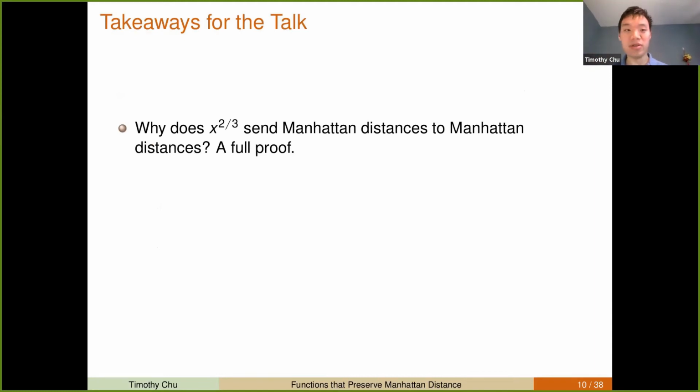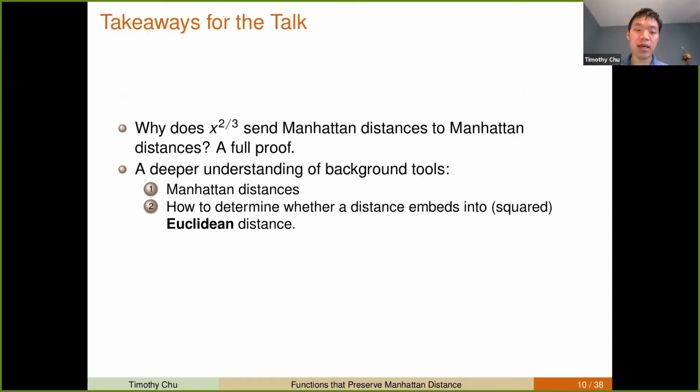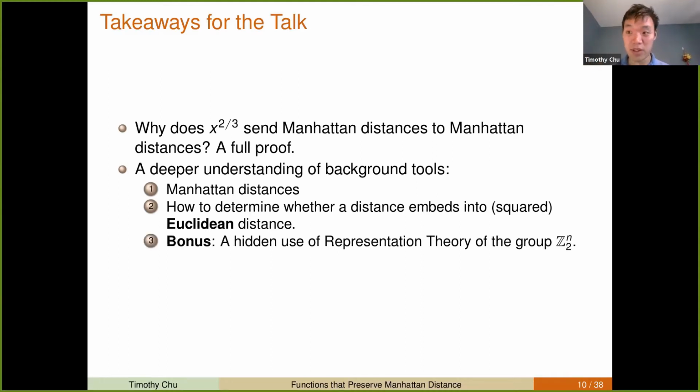So without further ado, we also want you to come away with a deeper understanding of the background tools. The background tools include a deeper dive into Manhattan distances, a known algorithm for how to determine whether a distance embeds into Euclidean distance or squared Euclidean distance. And finally, I promise you a hidden use of the representation theory of the cyclic group of order 2 raised to the n power.